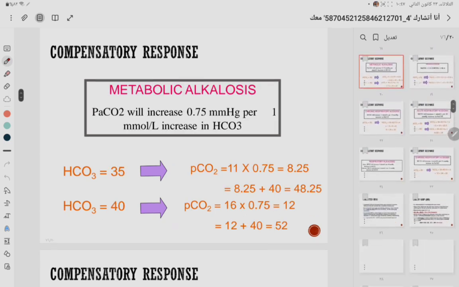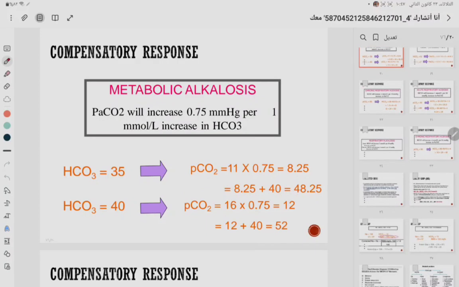bicarb, from which this comes. So the bicarb is 35, the increase is 11. We mentioned that 24 is the reference value. So the difference between 35 and the reference value 24 equals 11, okay? 11 multiplied by 0.75 is 8.25, added to the 40, the reference, it will be 48.